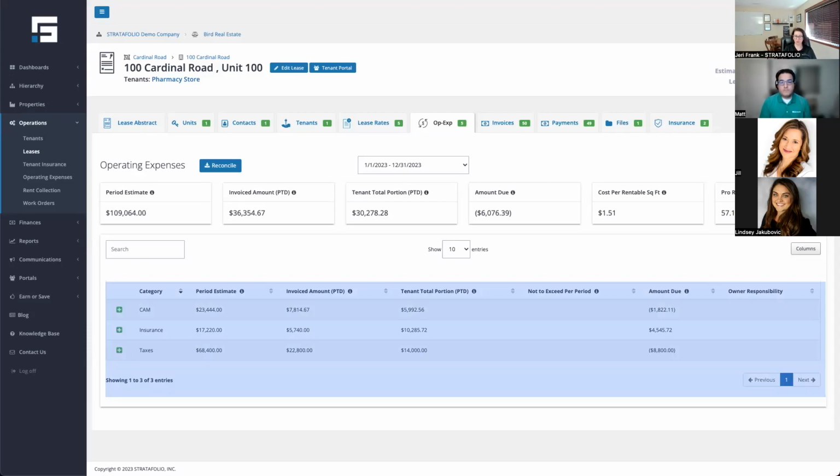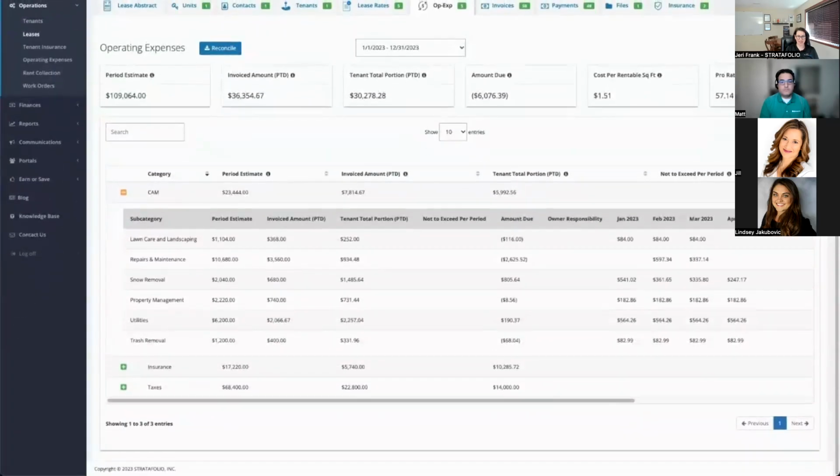Since our main focus at STRATAFOLIO is commercial real estate, we understand you have to have flexibility regarding your operating expenses. And with our product, you get that. The CAM category.